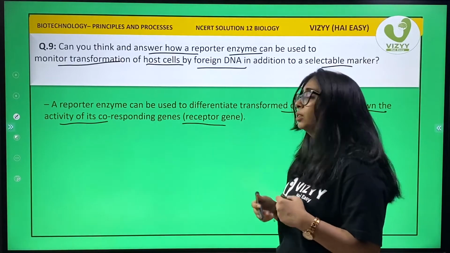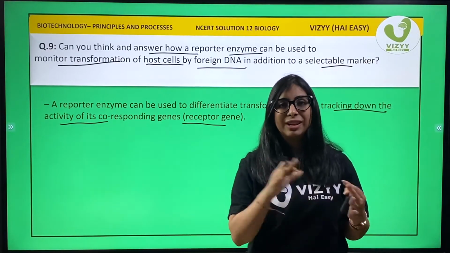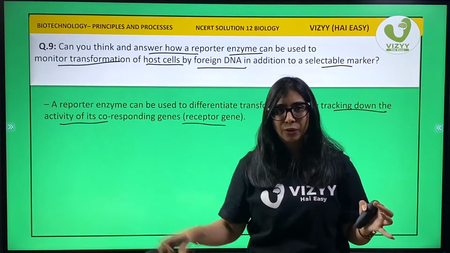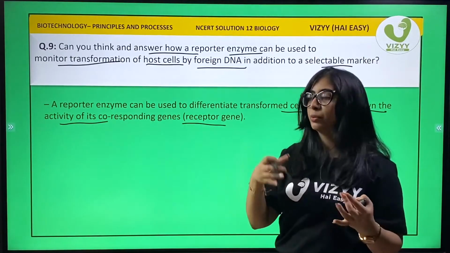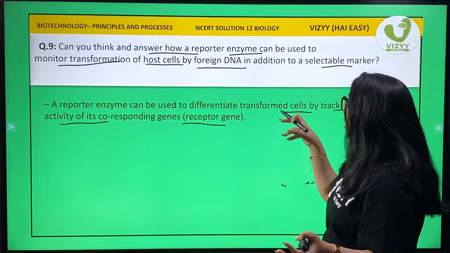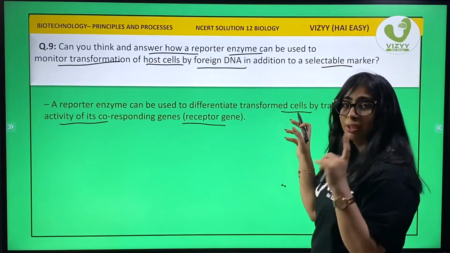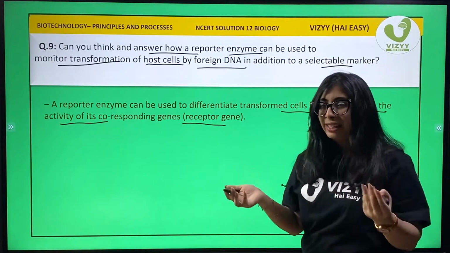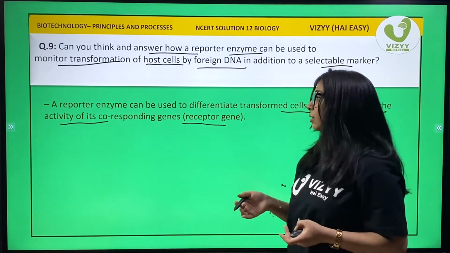or reporter gene. Remember, reporter does what? A journalist or reporter does what? It will focus things and it will report things. It will find things and it will report things. In the same manner, this enzyme can be used to differentiate transformation of cells by tracking them down, finding activities of its corresponding genes.